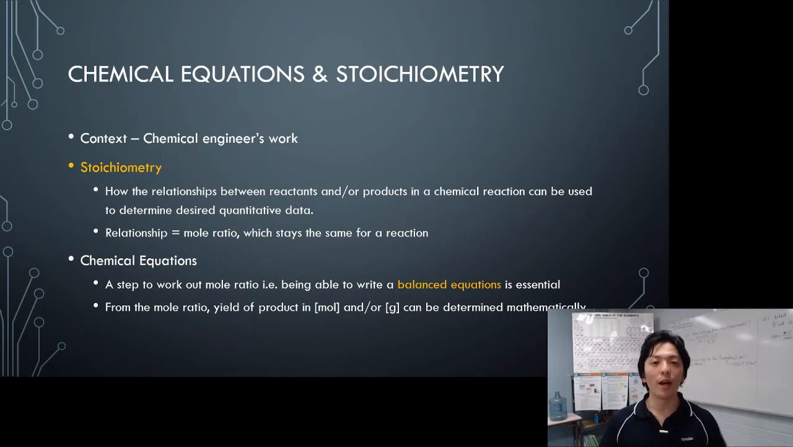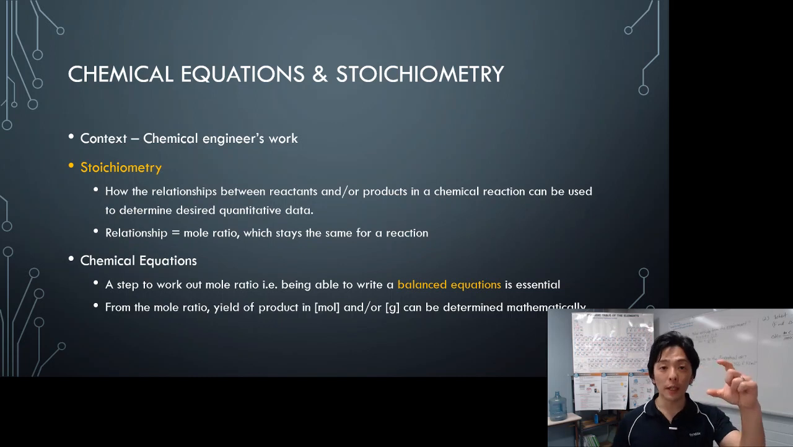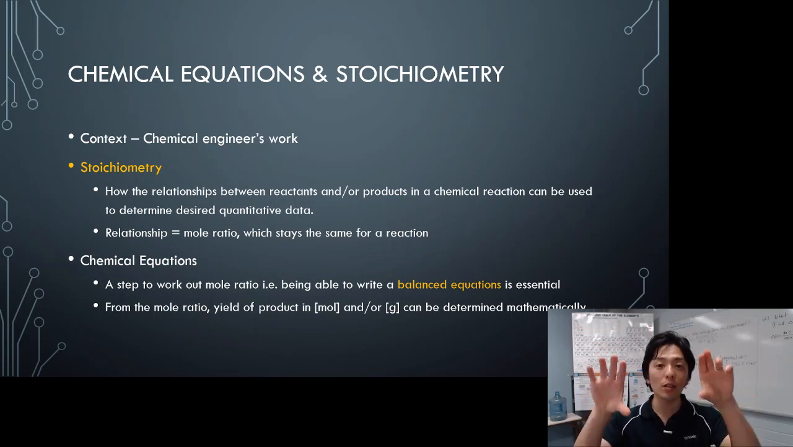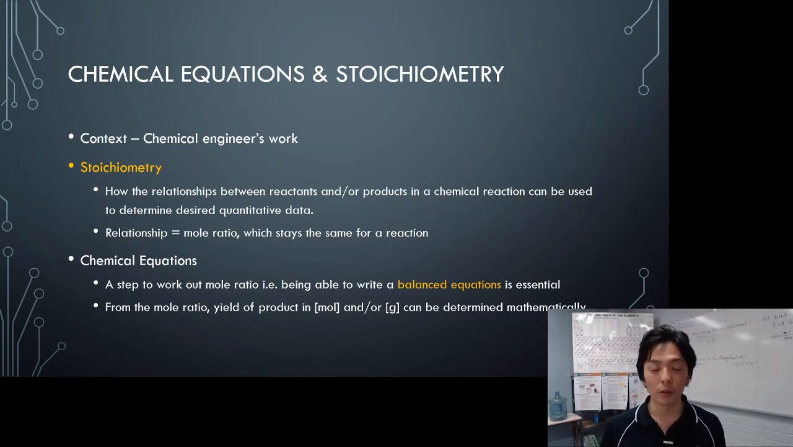For them to know that, they actually have to look at the ratio of reactants and products, or reactant to reactant, and you use number of moles to calculate that. The first step is to think about the stoichiometry, which is how the relationship between reactants and/or products in a chemical reaction can be used to determine desired quantitative data. If you know exactly how much you're adding, you can predict how much you will get, theoretically anyway. The relationship we are talking about is the mole ratio: for how many moles of reactant, how many moles of product you would get, or how many moles of reactants you would require to achieve a certain amount of product. That's what stoichiometry is about.